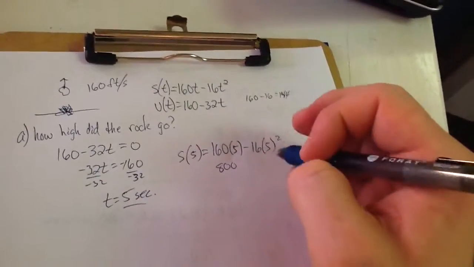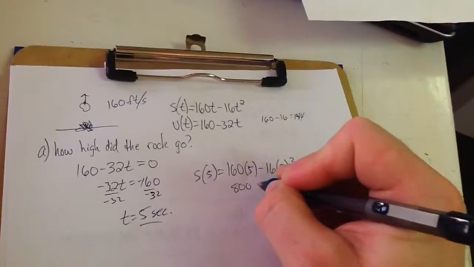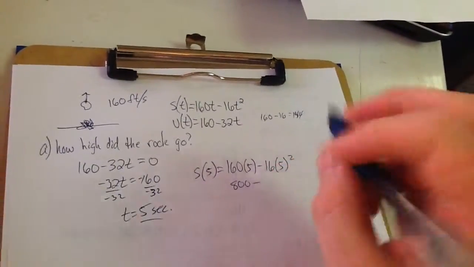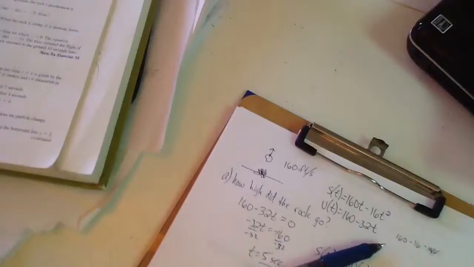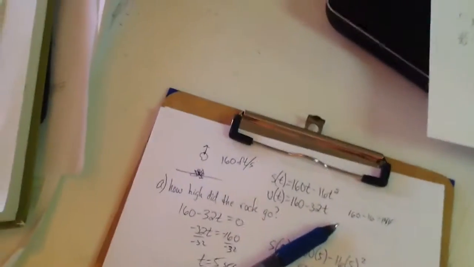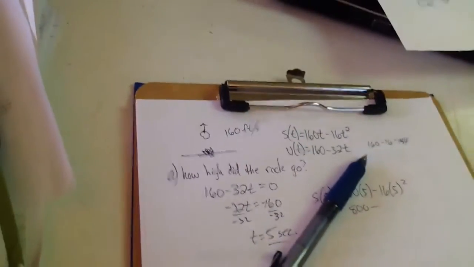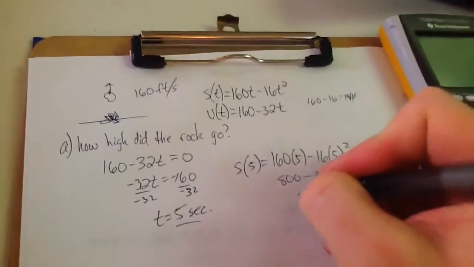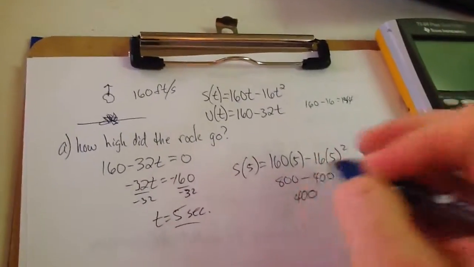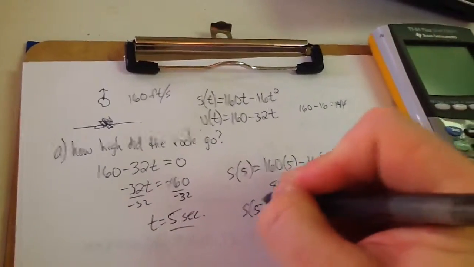256, maybe? No, that's too small. I should get a calculator. 250 and it's 500? Is it 500? 400. It's 400. There it is. Don't need that. So we get 400. So S of 5 is 400.